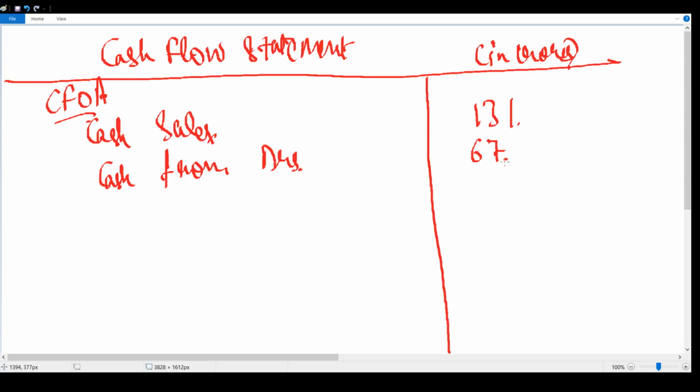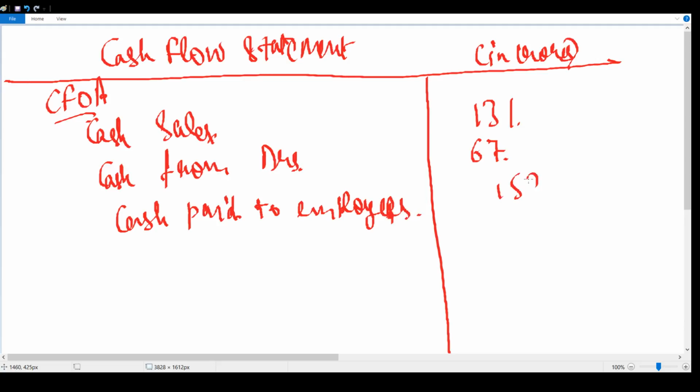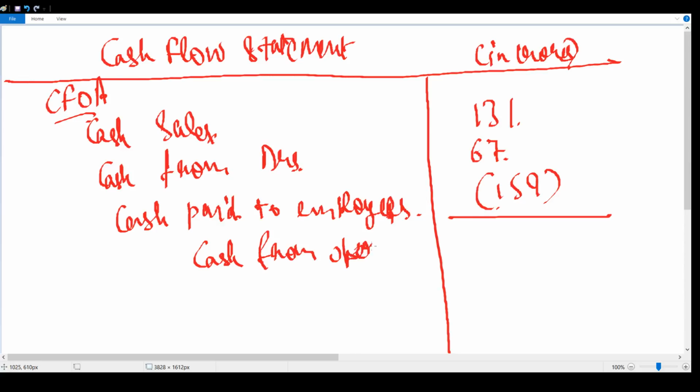Cash paid to the suppliers of goods and services and to the employees of the enterprise amounted to rupees 159 crores. Cash paid to employees, 159 crore. Okay, this comes to cash from operations. Cash from operations, that is 39 crores.